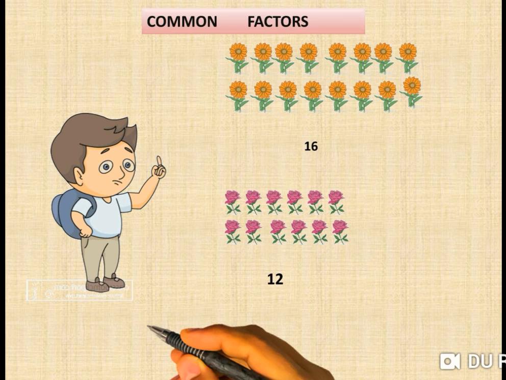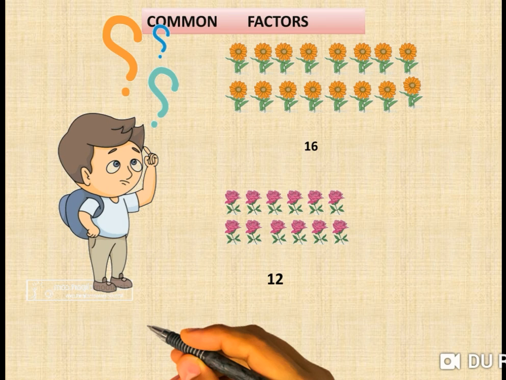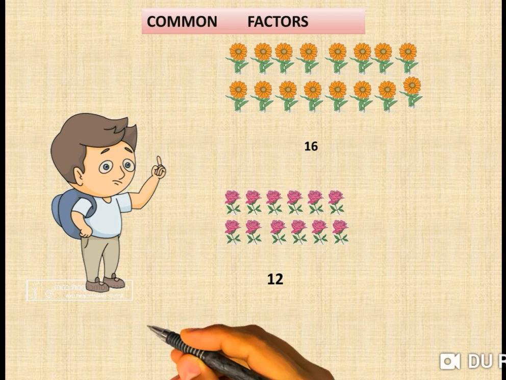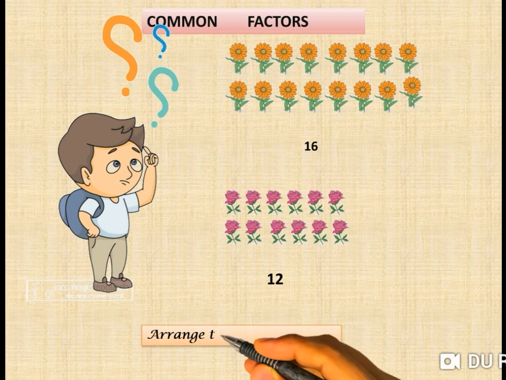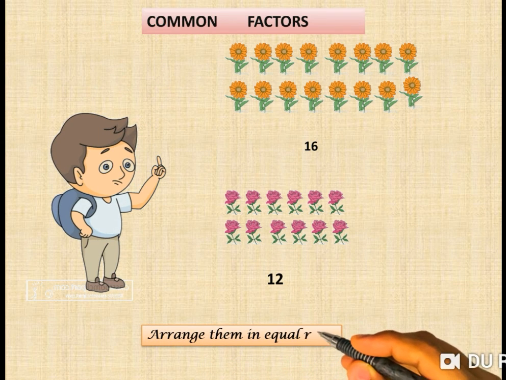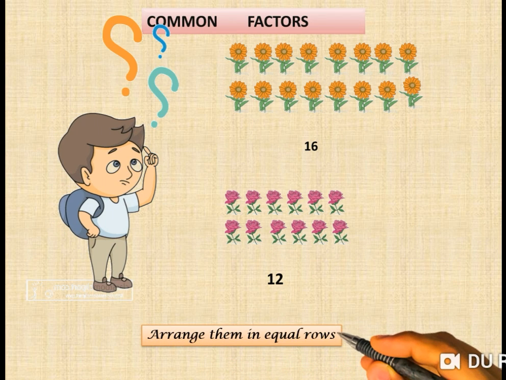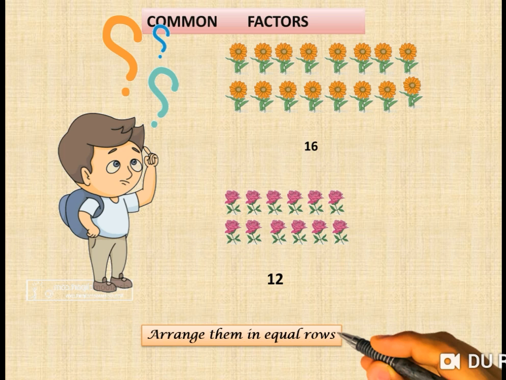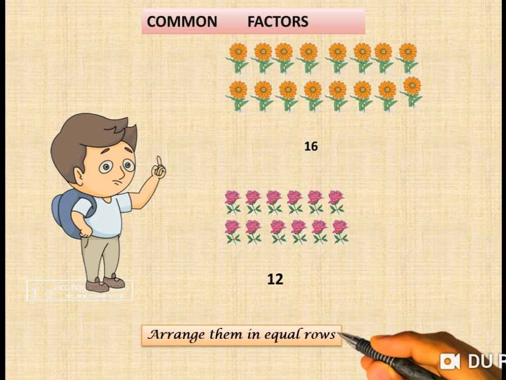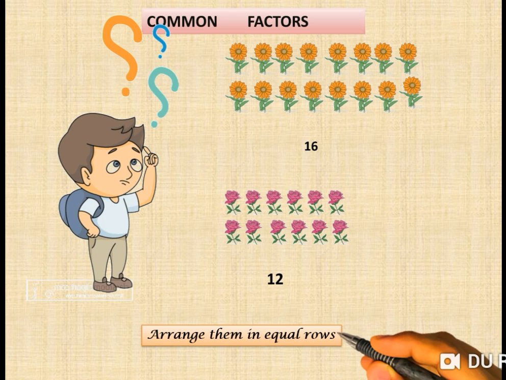Now his teacher asked him to arrange them in equal rows. But he is intelligent and he is trying to find out how to arrange them in equal rows. Let us see what he does.